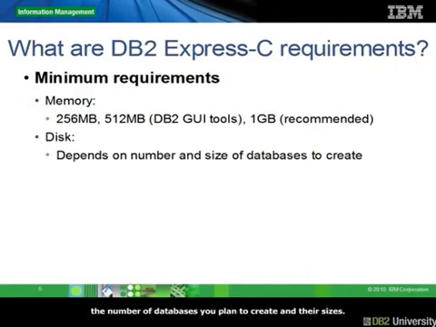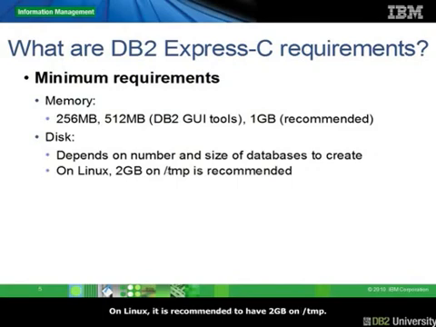In terms of minimum disk requirements, this will depend on the number of databases you plan to create and their sizes. On Linux, it is recommended to have 2 GB on TMP.